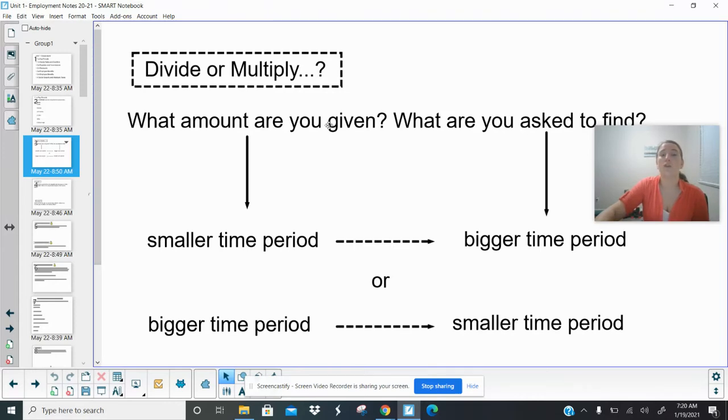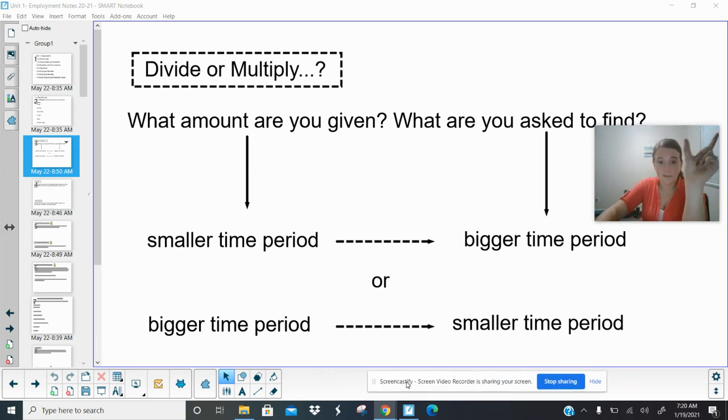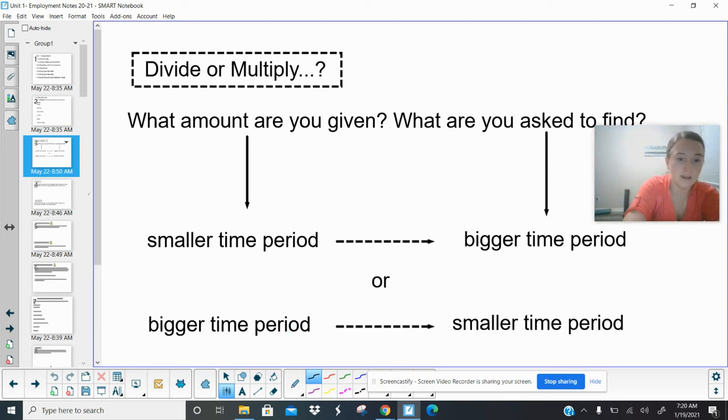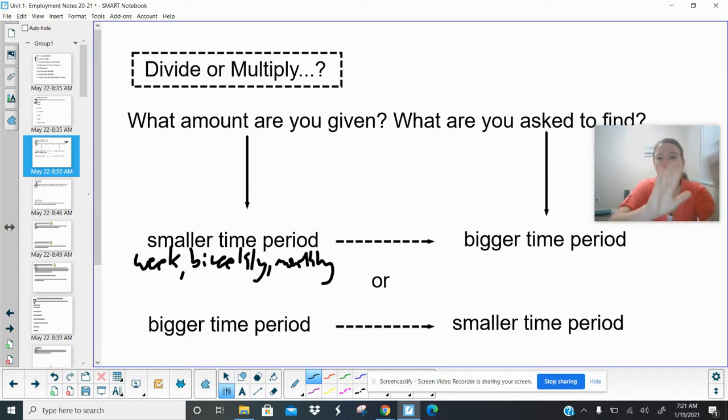So you need to see what amount you are given. When I say given, I mean the number. Does the number you are given represent a year or something smaller? So if it's a smaller time period, like for example, all the small time periods we have, a week is pretty small, biweekly, monthly. I'm not going to write all of them because usually the bigger time period we have is a year. So if I'm given, I make $1,000 in a week and I want to find how much I make in a year, what do you think we should do?